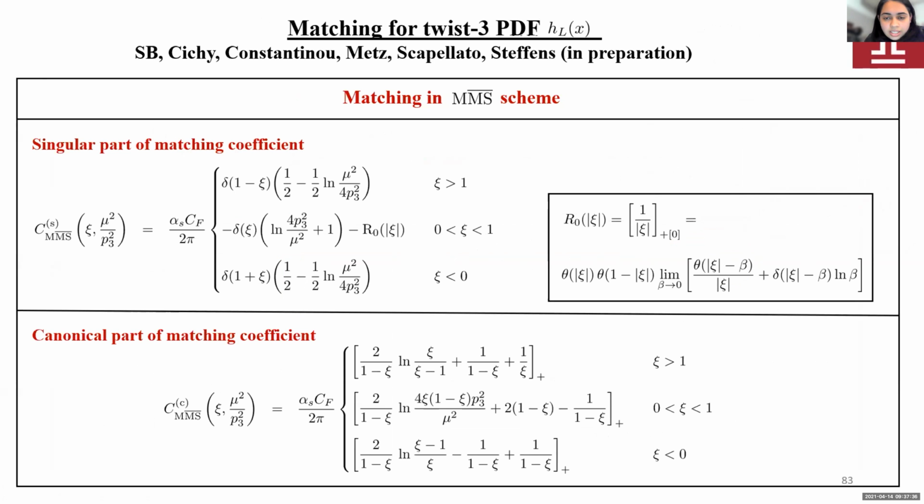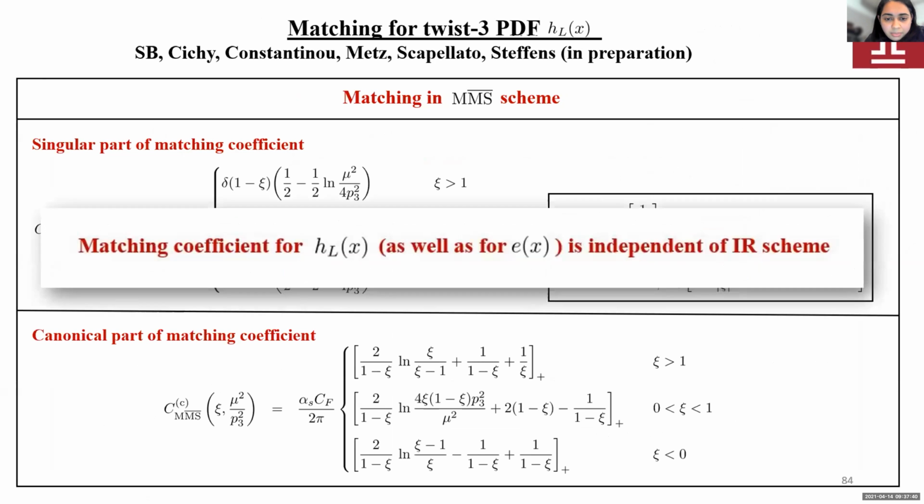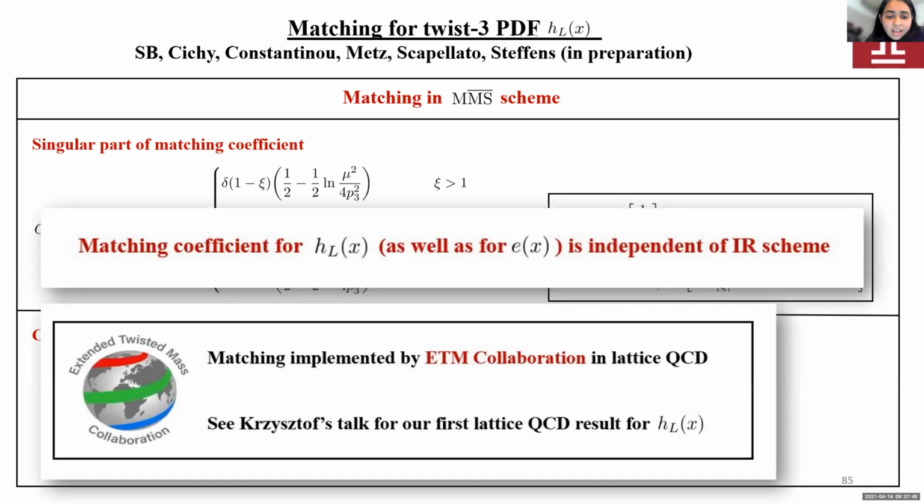I won't go through the details, but this is the matching coefficient for HL in the modified MS-bar scheme. This result is independent of the infrared scheme. And I once again refer to Krzysztof's talk for our first results from lattice QCD for HL.